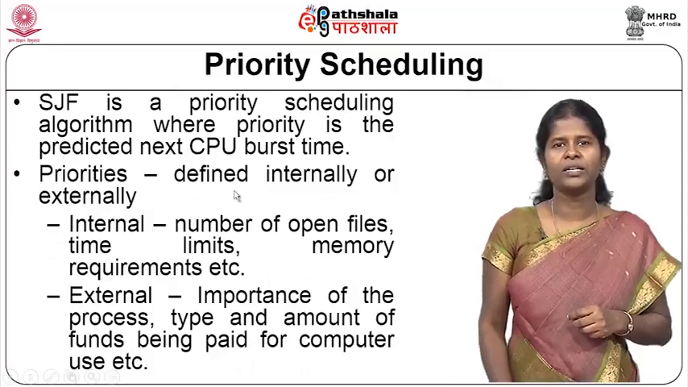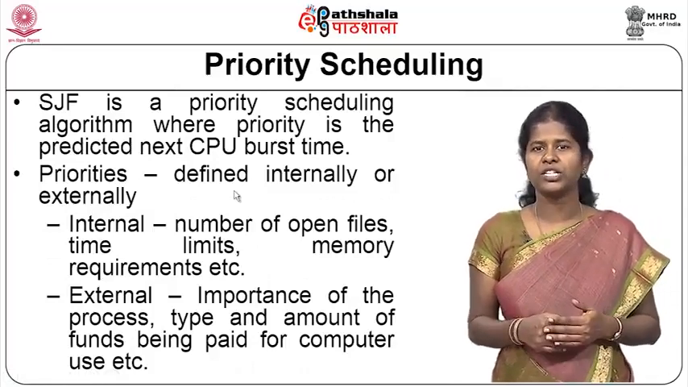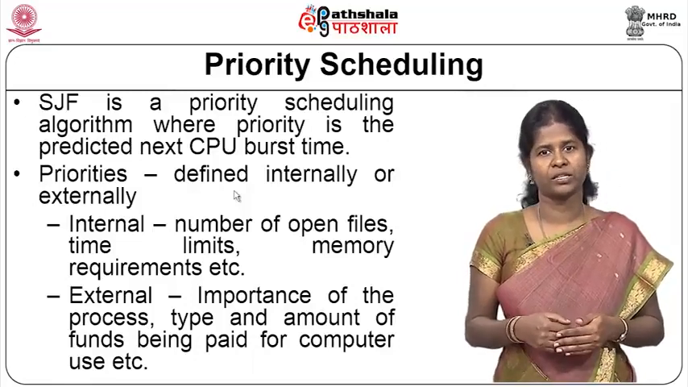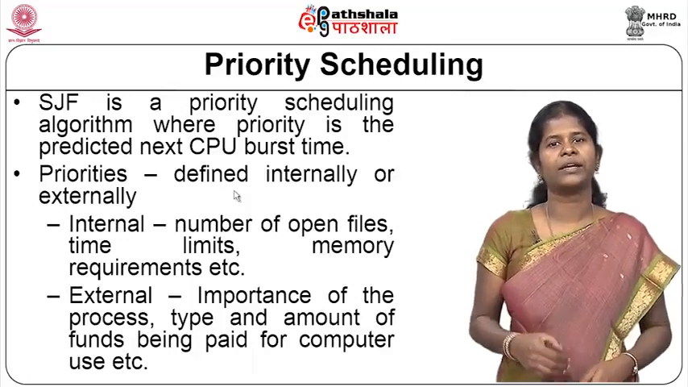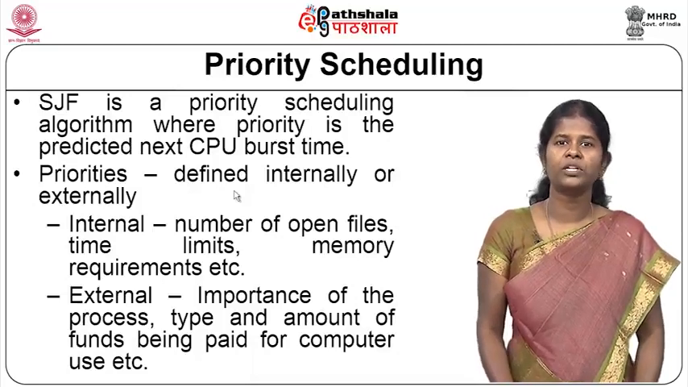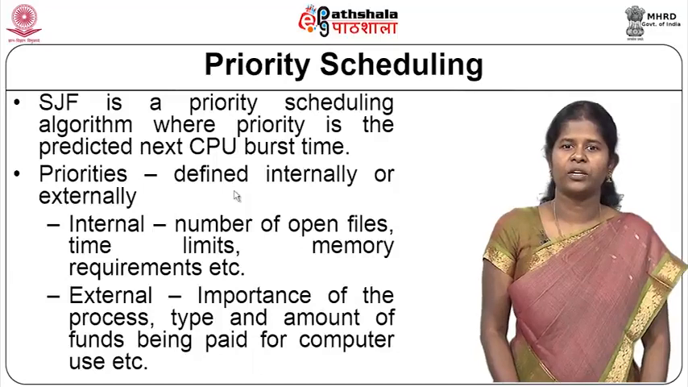And how are these priorities assigned to processes? They can be assigned either internally or externally, that is, they can depend on internal factors or external factors. When you say internal factors, it can depend on the number of open files, how much time each process will use, how much memory a process will use, and so on.